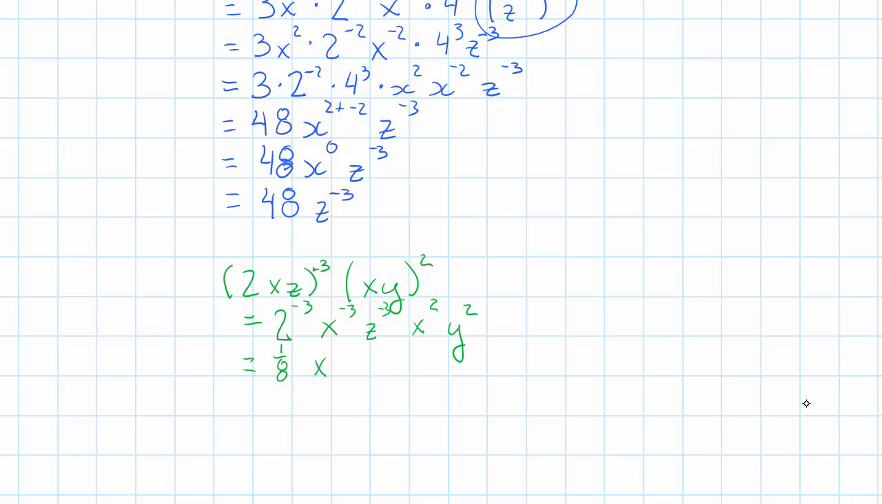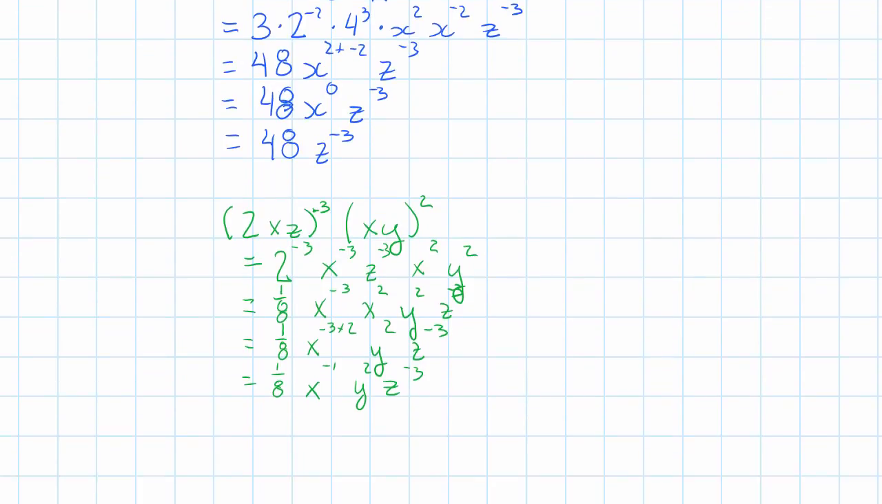Writing the x's next to each other, and then the y's, and then the z's, we'll have 1/8 x to the negative 3 plus 2, y squared, z to the negative 3, which is 1/8 x to the negative 1, y squared, z to the negative 3.